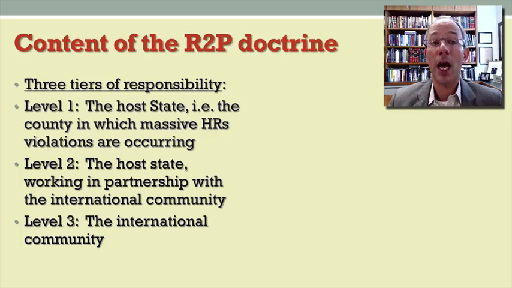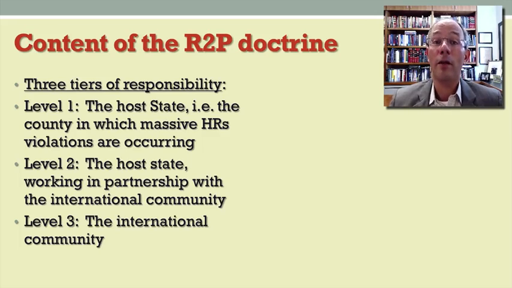The first level would lie with the host state, that is, the country in which massive human rights violations were either occurring or at risk of occurring. If the state was unable to act, it would be well advised to work in partnership with the international community to prevent those violations from occurring. And if it was unwilling to act and repeatedly refused to do so, then the third level would be triggered, and that would be a responsibility to protect that existed and lodged with the international community.